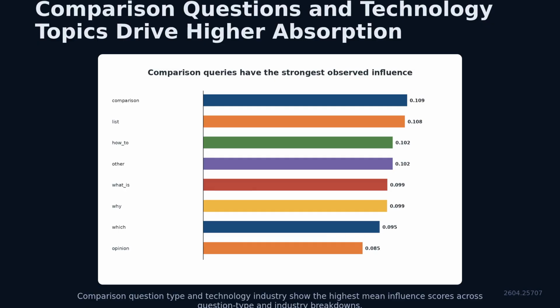Across question types, comparison questions show the highest mean influence, followed by definitional and how-to questions. By industry, technology has the highest average influence, followed by healthcare and commerce. These patterns make intuitive sense. Comparison and definition questions demand structured, evidence-rich answers, exactly the kind of content that high absorption pages provide. This suggests that content designed around comparison frameworks and clear definitions is particularly well suited for deep citation absorption.